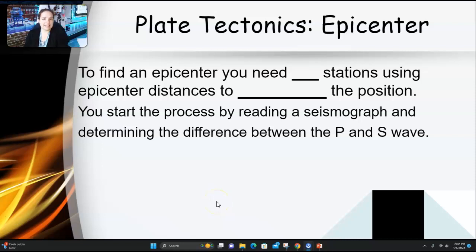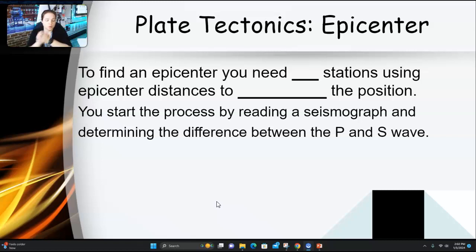All right, so we are on the last topic for plate tectonics, which is the epicenter and actually finding it. If you recall, the focus is the point underground where the earthquake actually happens. That's where that snap, where the rocks just can't take it anymore, and they release all that energy. And on the ground above it is the epicenter. That's typically where most of the damage is.